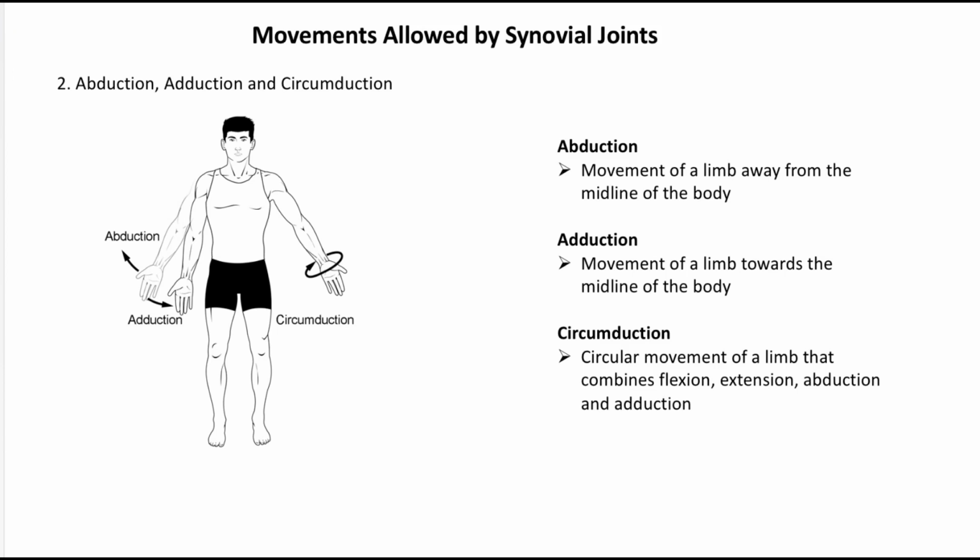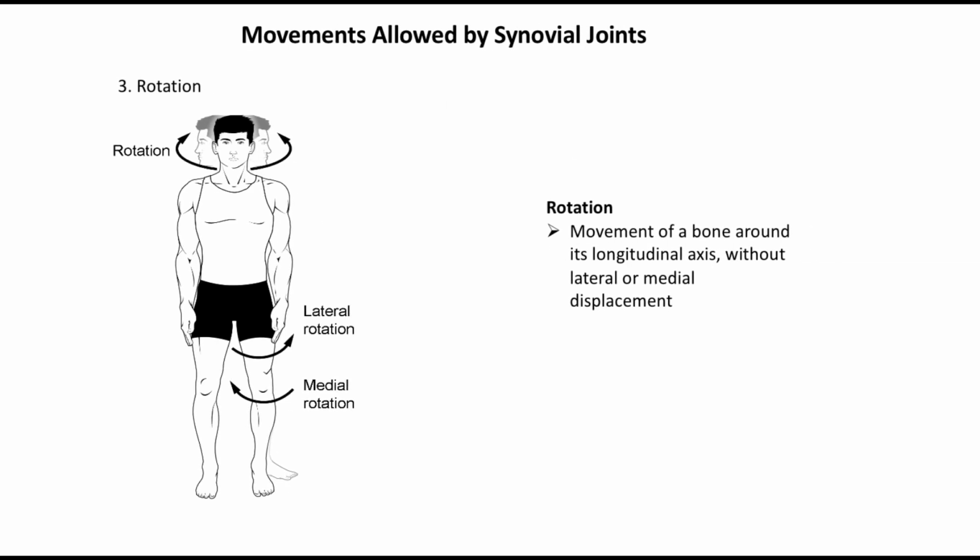Circumduction is a combination of flexion, extension, abduction, and adduction that results in the circular movement of a limb. Rotation is the movement of a bone around its longitudinal axis without lateral or medial displacement. Medial rotation refers to rotation towards the medial axis of the body. Lateral rotation refers to rotation away from the center of the body.